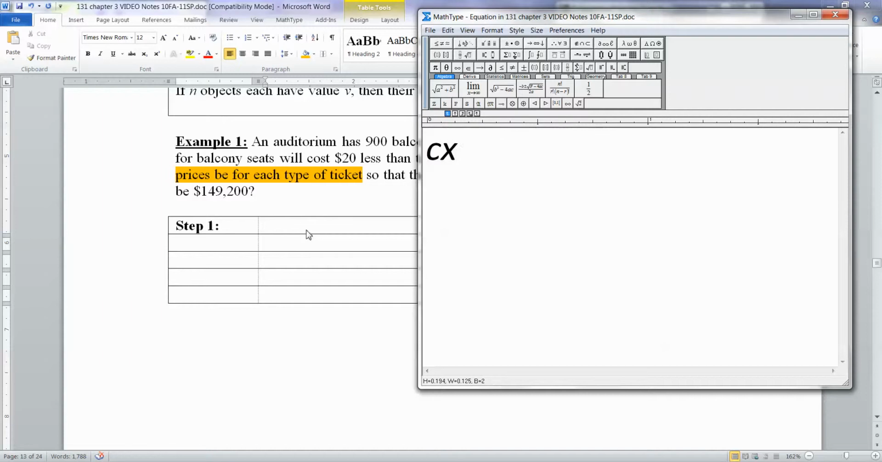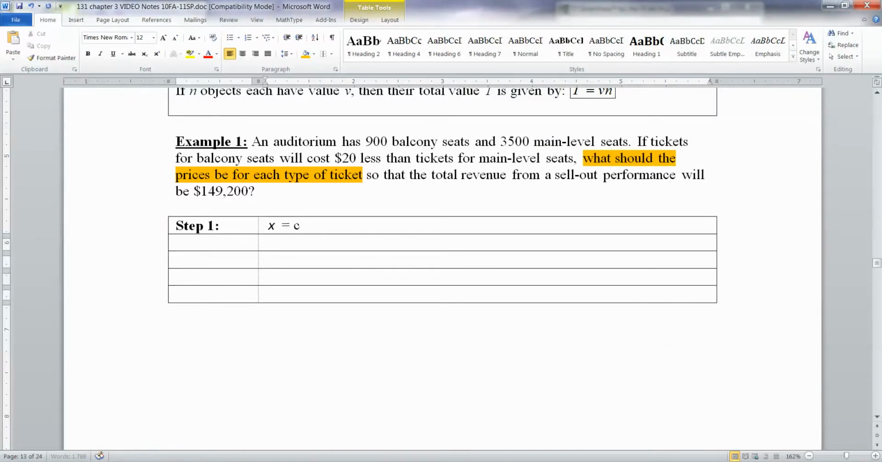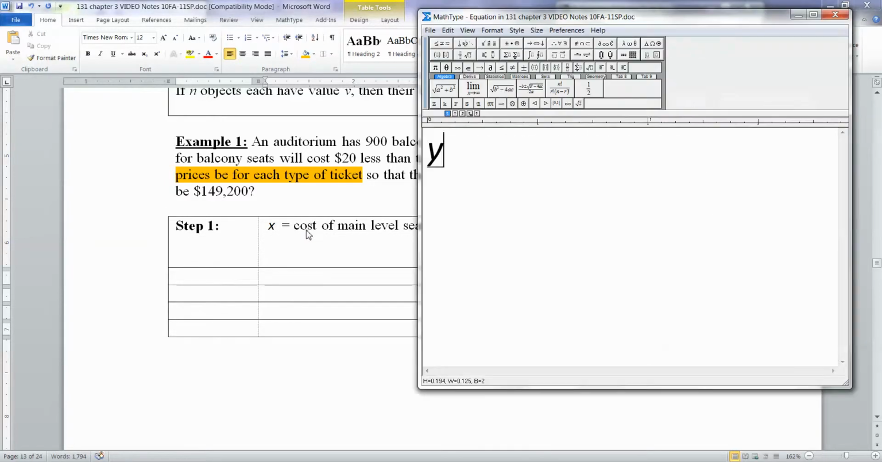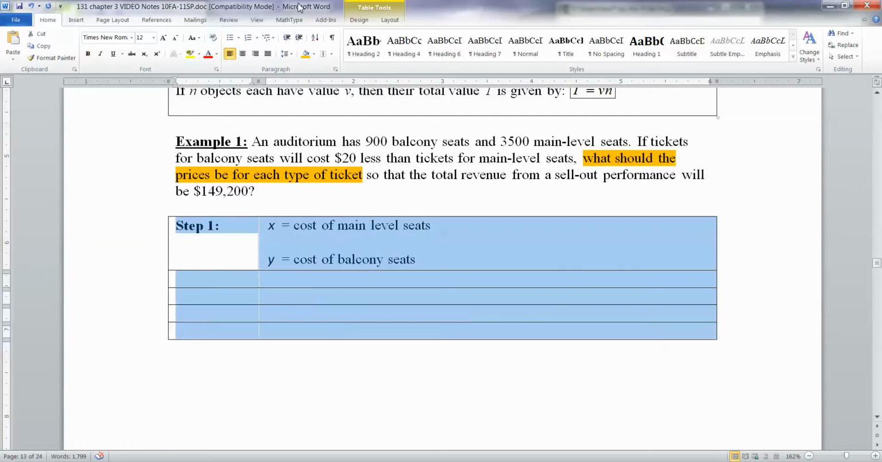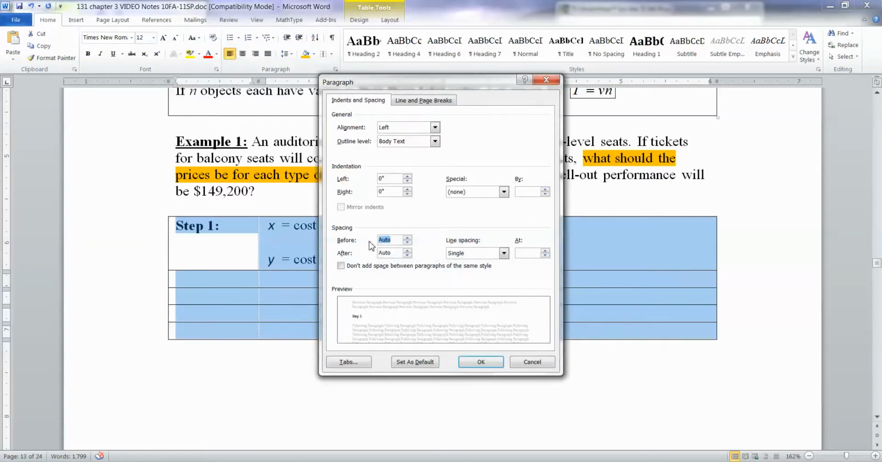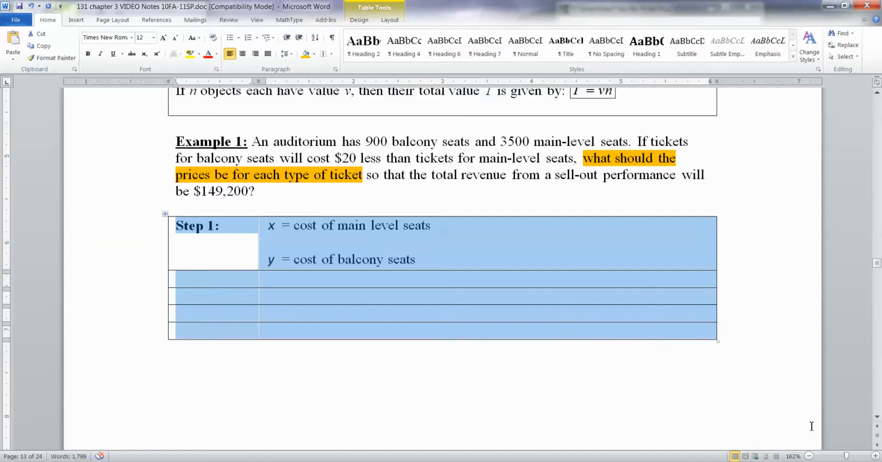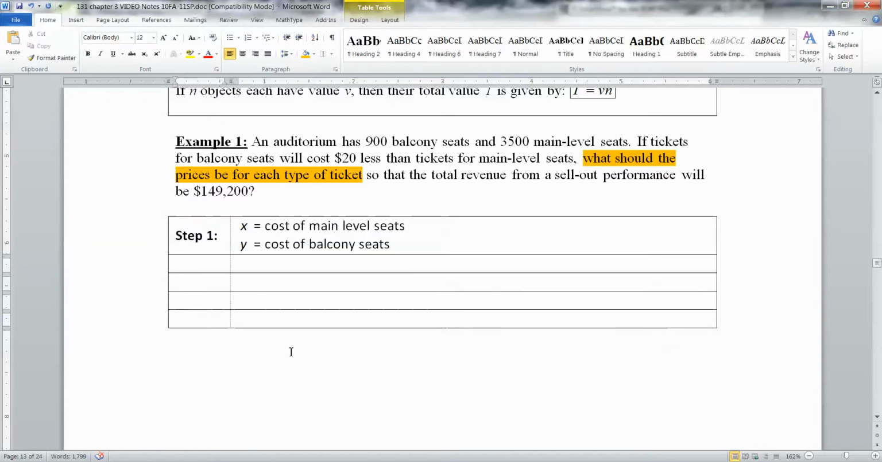So we're going to let x equal the cost of, let's say, main level seats, and y be the cost of balcony seats, right? And again, the order there doesn't really matter. It's not like it makes any difference which one you made x and which one you made y, but you need balcony and main level.